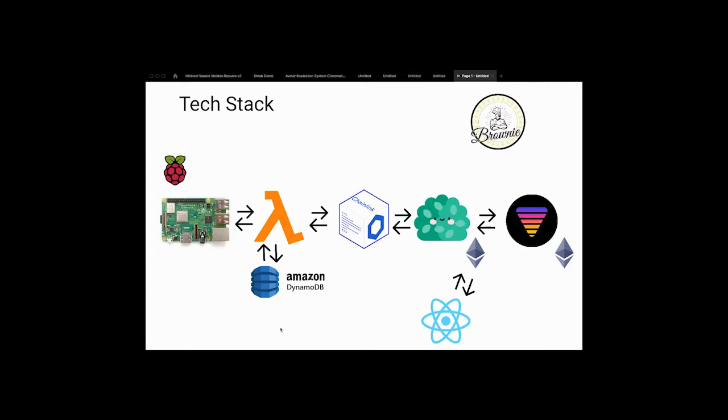For our tech stack, we're using a Raspberry Pi that's communicating with the Lambda function to update a state in DynamoDB. A Chainlink oracle is also connecting to this Lambda function in order to read that state and pass that on via an HTTP request to our smart contract. Users can interact with our contract through React. We're using Brownie as our testing and deployment framework.